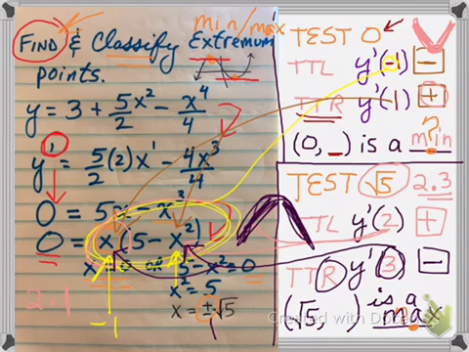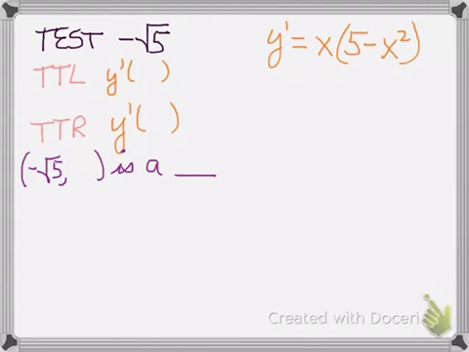Now I have one more test to do at negative square root of 5. Now this as a decimal again is negative 2.3. So a number to the left of negative 2.3 would be negative 3. A number to the right of negative 2.3 is negative 2.